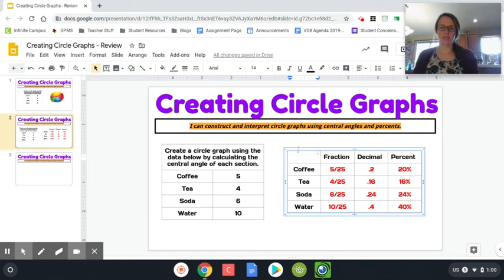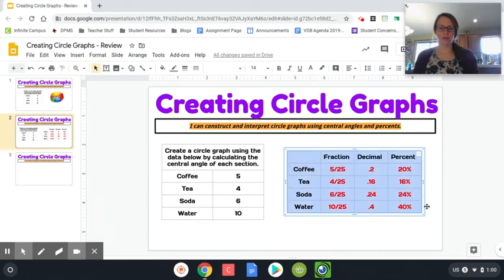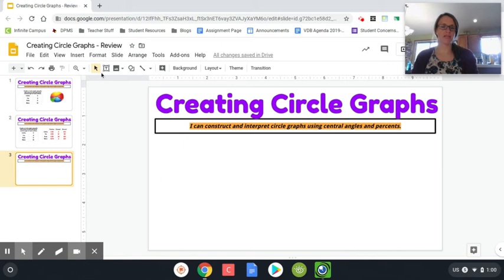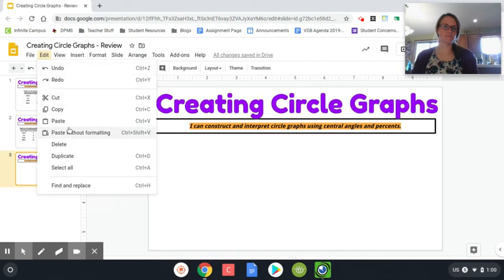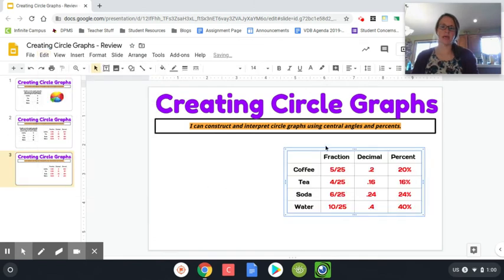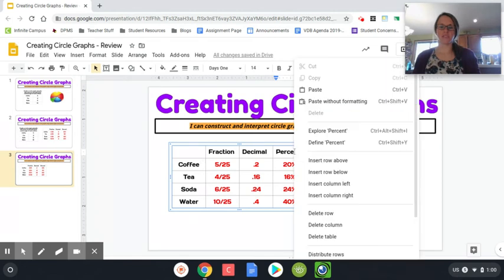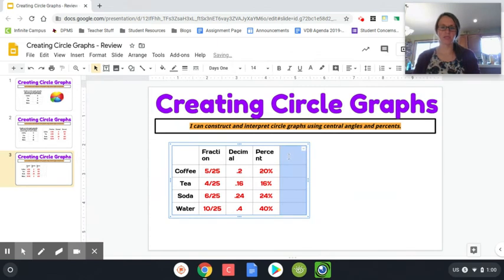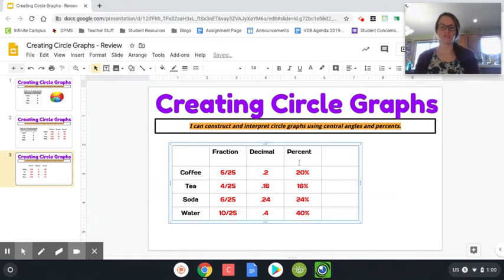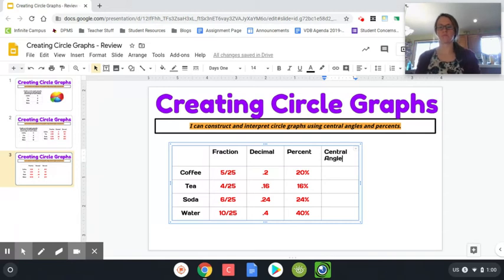And now the next part that I need to do is I need to take my table and I need to add one more column so I can figure out what the central angle is. So I'm going to insert a column to the right, and then now this will be my central angle measurement.